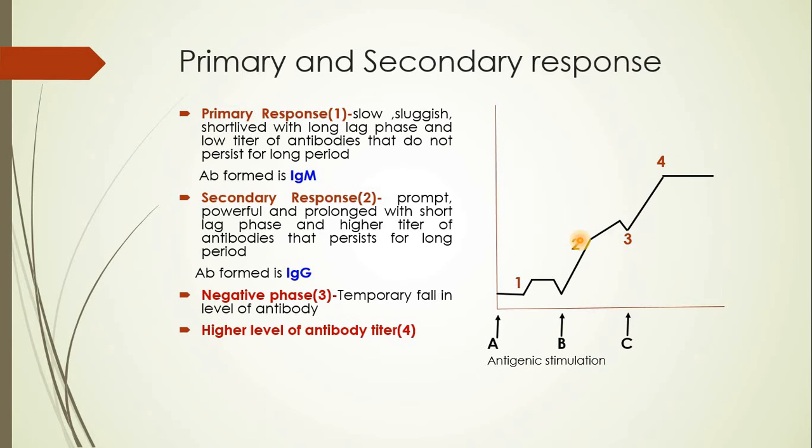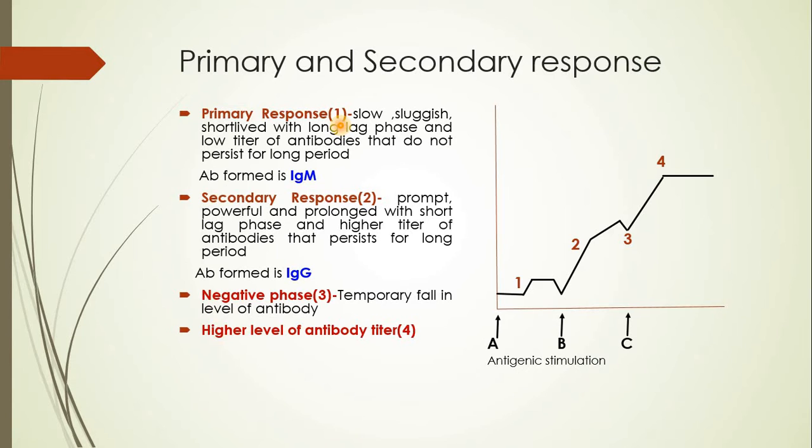Now we'll see primary and secondary responses. How do primary and secondary responses arise in the body? It is only when the antigenic stimulation is observed. There are two main responses which are commonly observed upon the entry of antigen, and that is called the primary response, and the second one is called the secondary response.